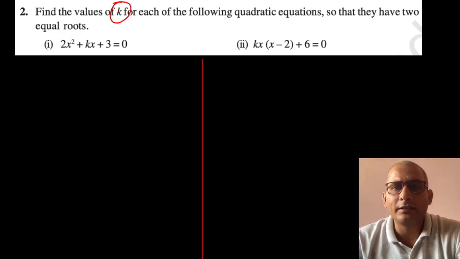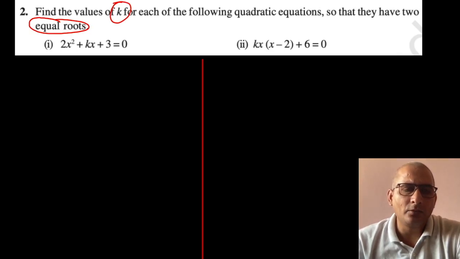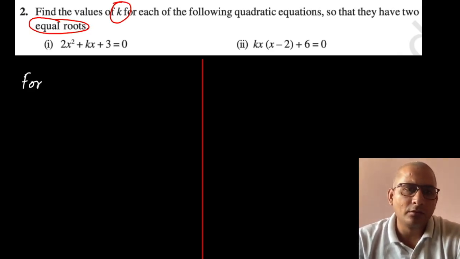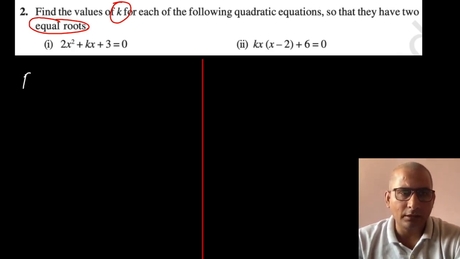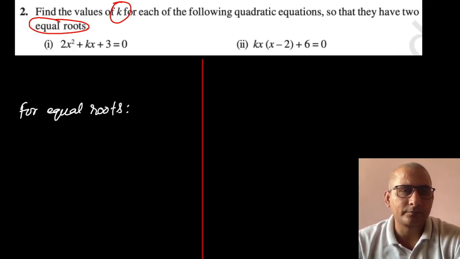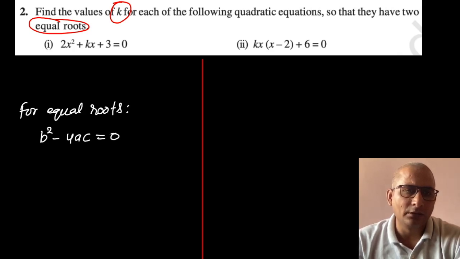K की value find करनी है. And one important thing is given here, equal roots is given. So I hope you remember the condition for equal roots. What is the condition for equal roots? Sir, its discriminant b square minus 4ac is equal to 0. Yes, it's b square minus 4ac is equal to 0 is the condition, right?